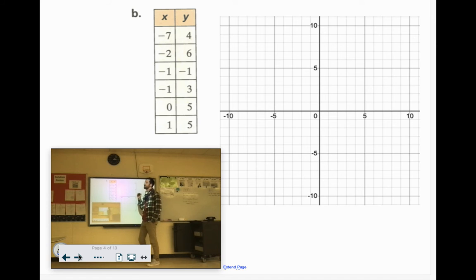-7, 4. Let's just preview here. Look at the x coordinates. -7, -2, -1, -1, 0, 1. Do you see any that repeat? Yeah. These, and they have different y coordinates. So already we know this one is not a function.